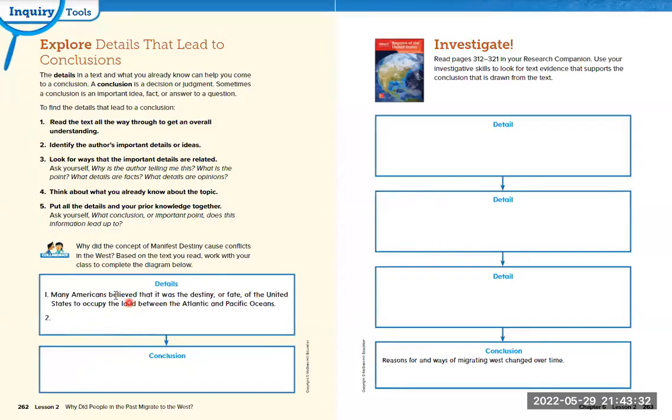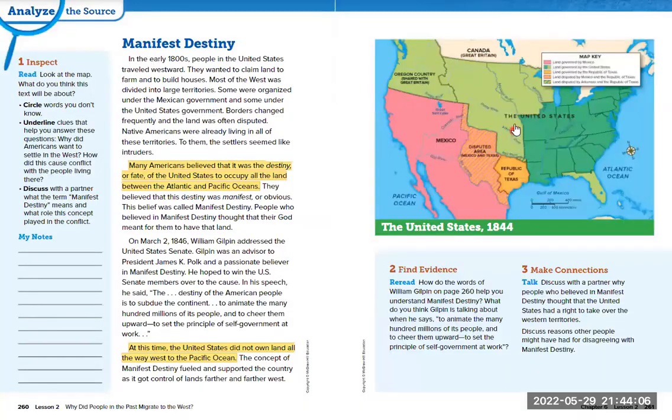And then using those two pieces of information, we know that even though they believed it was their destiny or the fate of the United States to occupy the land, and that because the United States didn't own all of the land, we know that this caused many Americans to still try to help the United States own that part of the land that wasn't the United States' yet. That means that occasionally, sometimes the United States would have conflicts between different regions.